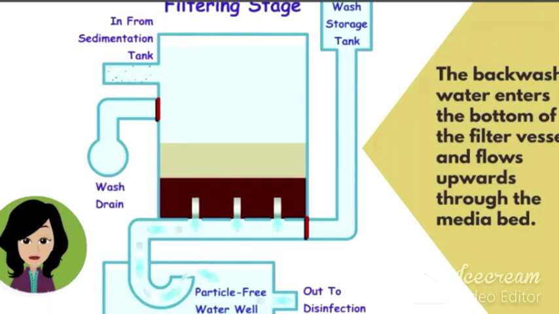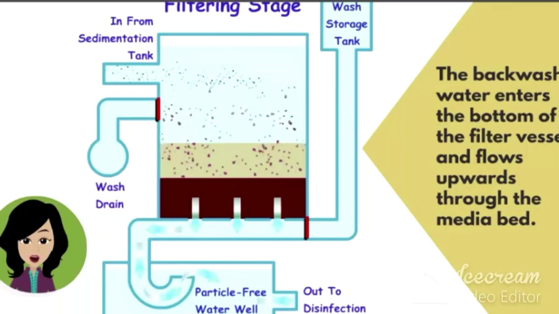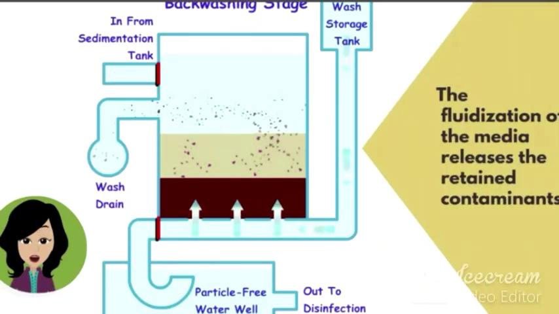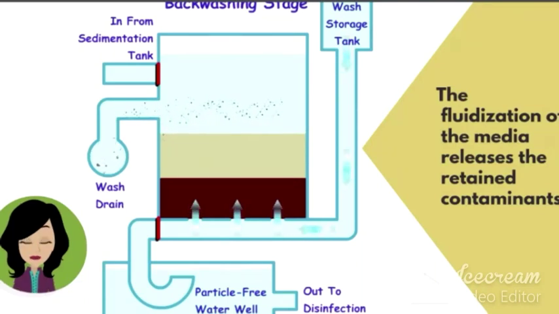The backwash water enters the bottom of the filter vessel and flows upwards through the media bed, which starts to fluidize. That is, the media grains begin to separate from each other and to float freely. The fluidization of the media releases the retained contaminants, a process which may be assisted by bubbling air through the bed, which causes the sand grains to rub against each other, dislodging the retained contaminants from the surface. The contaminants are then washed from the bed and out of the filter to waste.